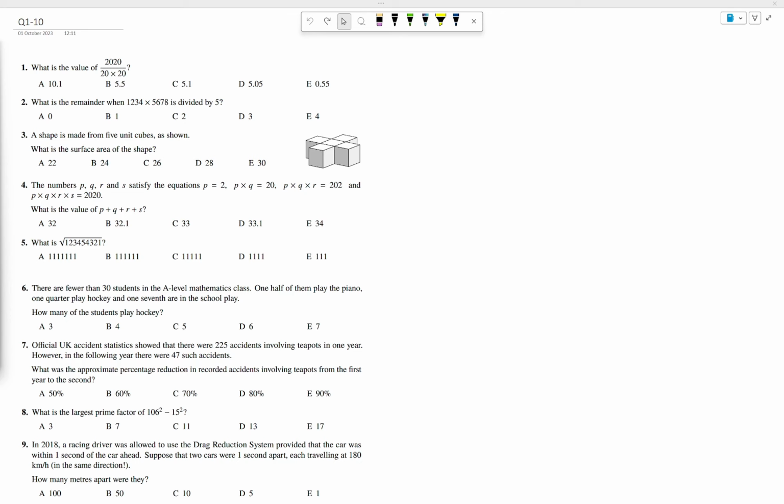Okay, I think I'll get started now. Hi, I'm going to be live solving the SMC 2020 paper now, and I haven't seen the marking for this paper in a long time, so it should be fully authentic.